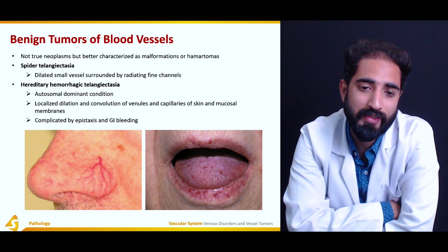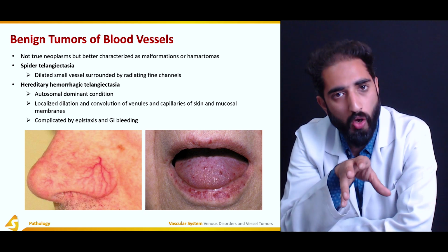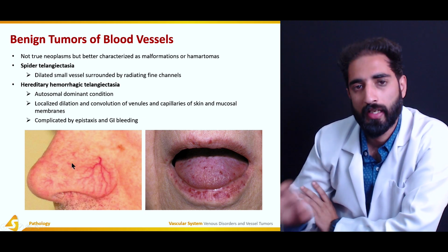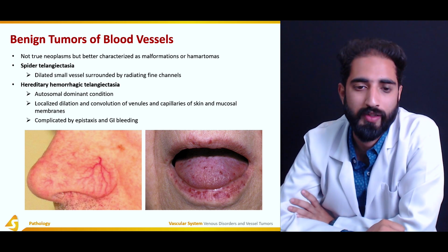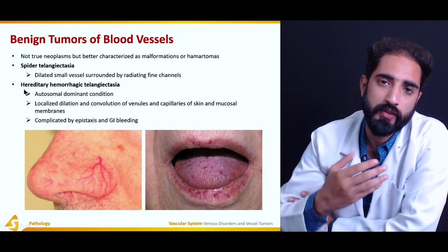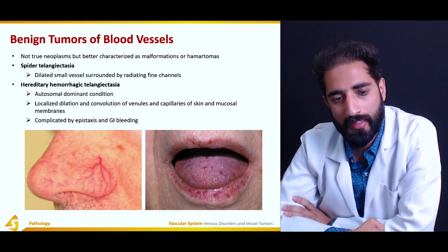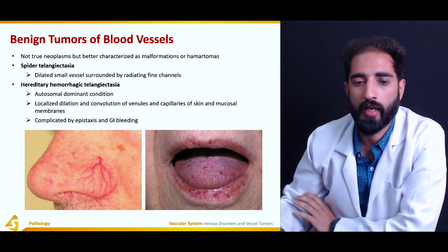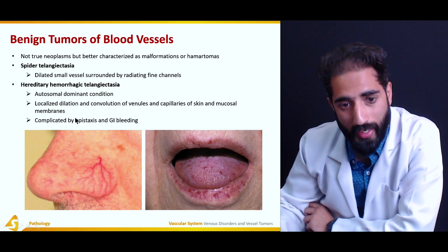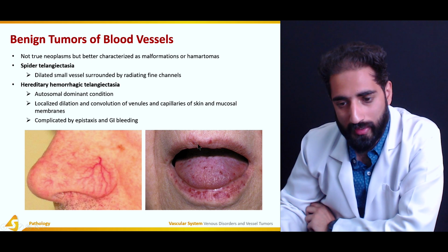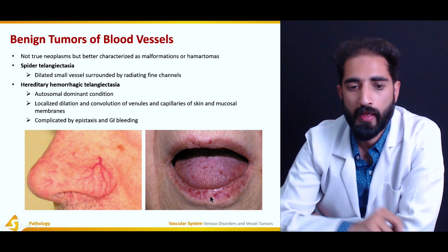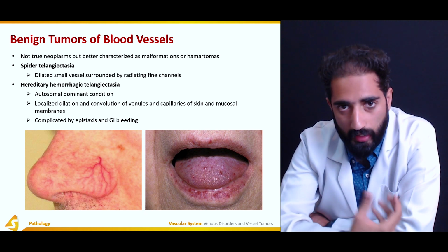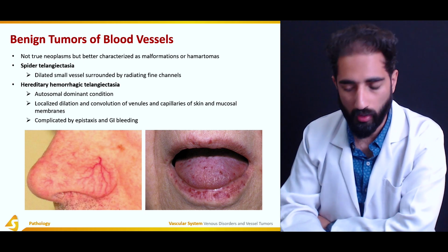So first of all, we have the spider telangiectasia, in which there is a dilated small vessel surrounded by radiating fine channels, just like a spider web. So here in this picture, you can appreciate the appearance of spider telangiectasia. Now, the second one is hereditary hemorrhagic telangiectasia, which is an autosomal dominant condition characterized by localized dilation and convolution of venules and capillaries of skin and mucosal membranes. That is why you can see this characteristic appearance of this telangiectasia. And secondarily, it is also complicated by epistaxis, which is bleeding from the nose, and gastrointestinal bleeding as well.